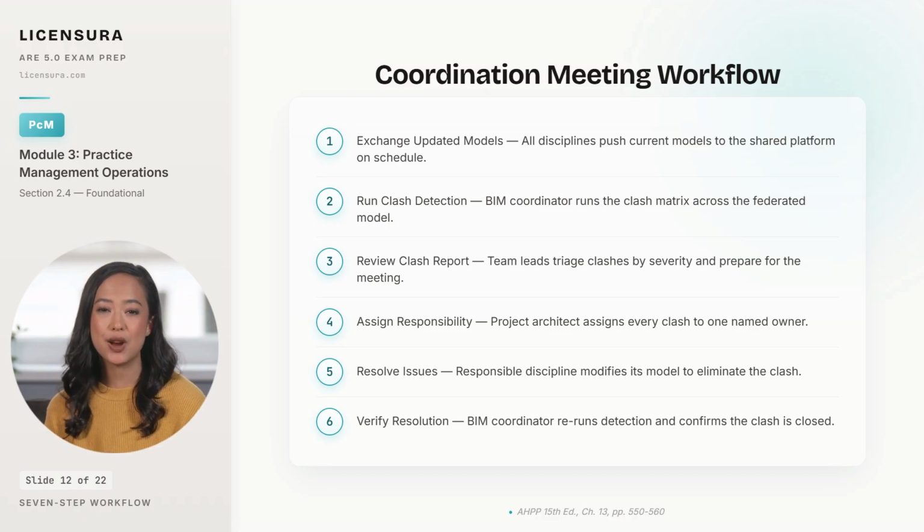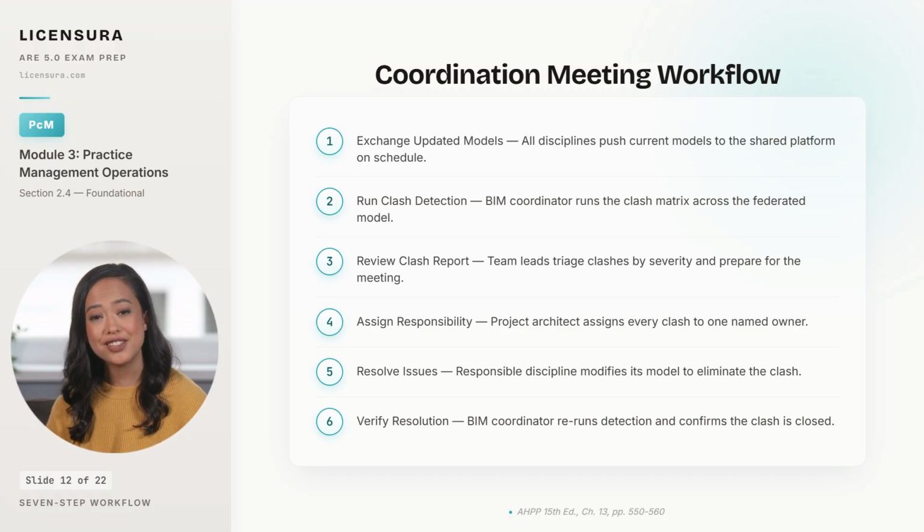In the meeting, the project architect assigns every clash to one named owner with no exceptions. A clash without an owner is a clash that survives into construction. The responsible discipline modifies its model to eliminate the clash, and then the BIM coordinator reruns detection to confirm the resolution actually closed it. The loop only matters because every step has an owner.